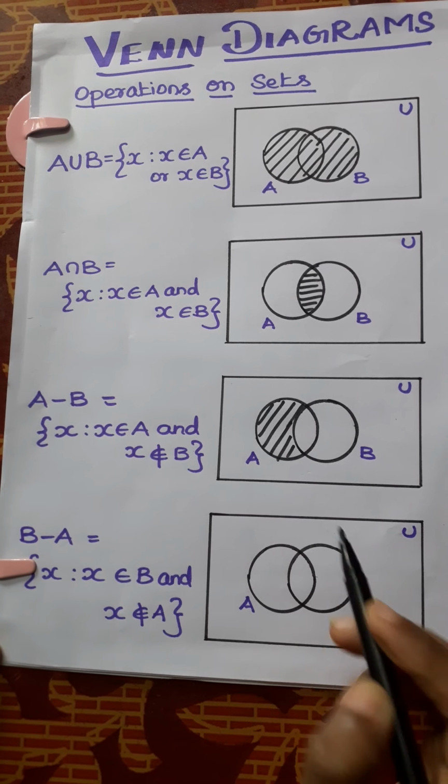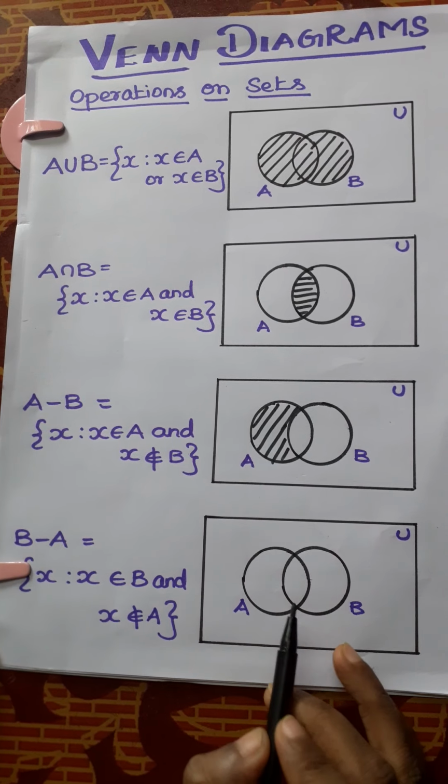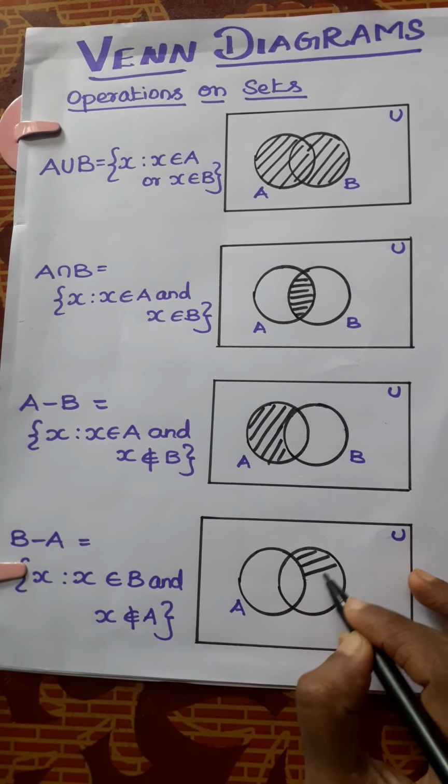B minus A means the same procedure: we have to compare the two sets, then remove the common elements. The remaining elements in set B only we have to choose.